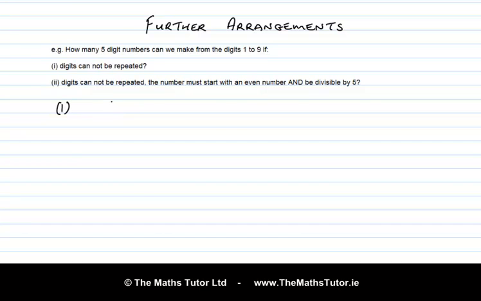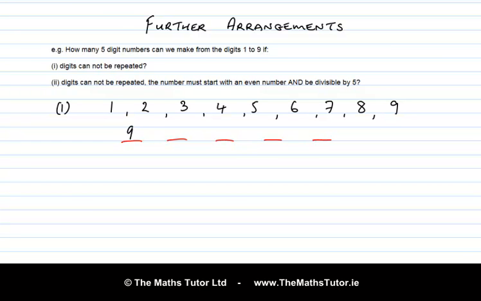So we have the digits 1 to 9, and obviously there are 9 of those digits. We want to make 5-digit permutations or arrangements. There are 5 slots to fill. The only restriction we have is that digits cannot be repeated. So for the first slot, we can choose any of the 9 digits. So we have 9 choices.